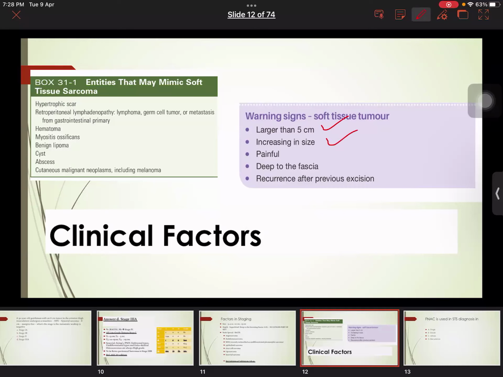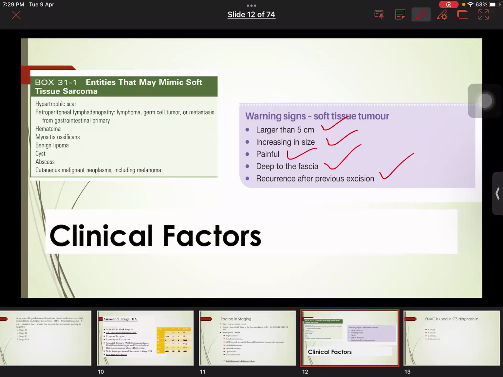Second thing is a recent increase in size or change of size that happens, especially a sudden rapid increase in size, which is always significant. Anything that is getting painful always needs to be addressed. And deep tumors along with recurrence after a previous excision, all of these clearly put it as tumors that are significantly suspicious of a malignancy.